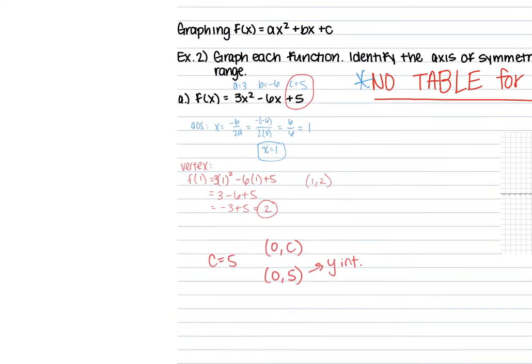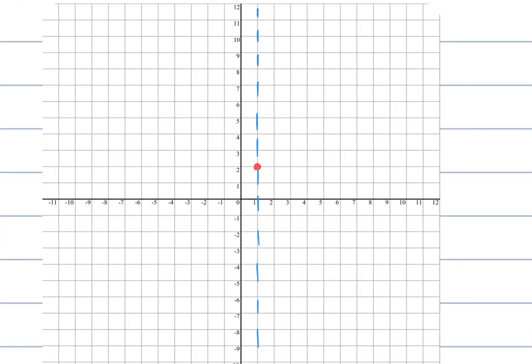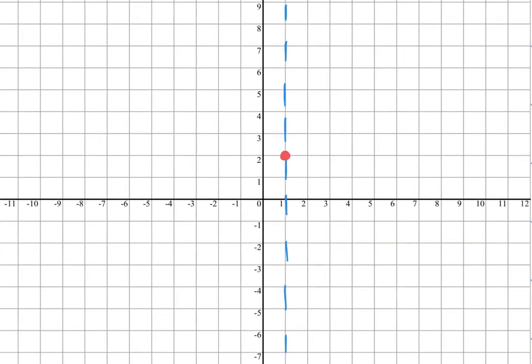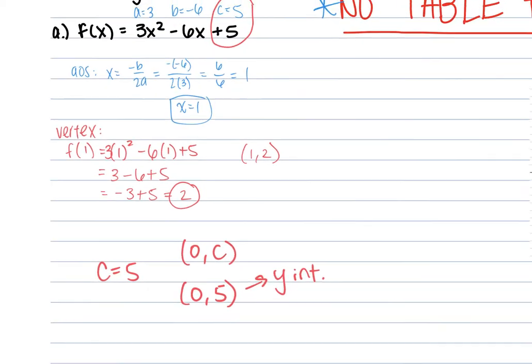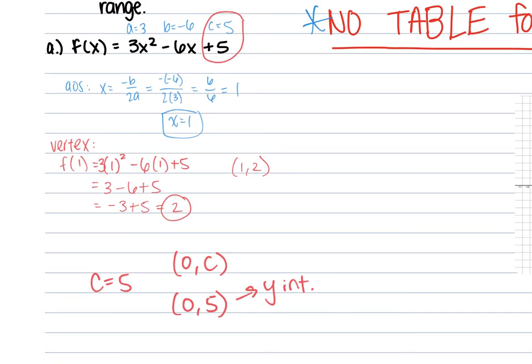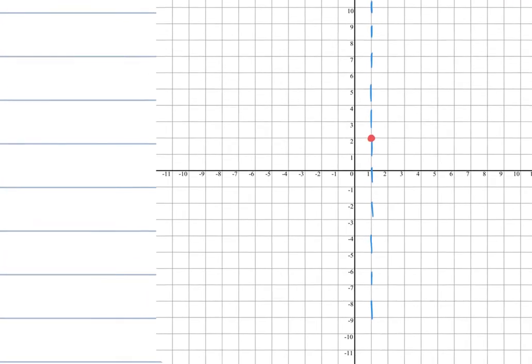Rewind. Okay, so it's 1, comma 2. So where do you put the object? At 1, comma 2. You just put that. That's my vertex, right? Then 0, comma 5 came from the c value, which is always going to be my y-intercept, okay? So 0, comma 5 on my graph is going to be right here.